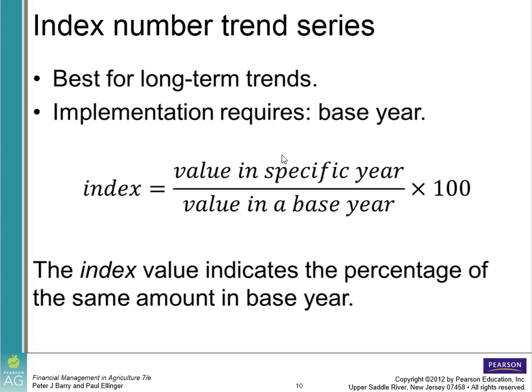So an index is simply the value in a specific year over the value in a base year times 100. As an example, you have an agribusiness and your current assets in 2018 are $5 million. And then your current assets in a base year were about $3 million. So 5 million over 3 million times 100 is your index. So the value indicates the percentage of the same amount in the base year. Okay. And let's do a really quick example here.